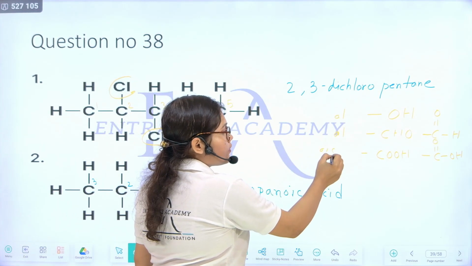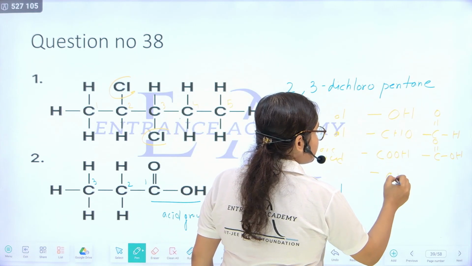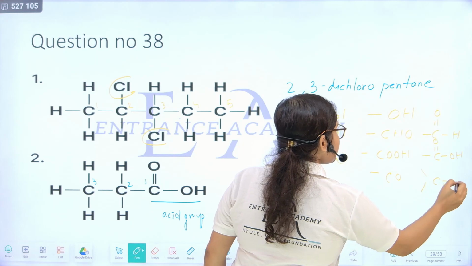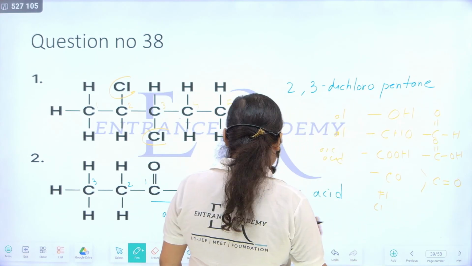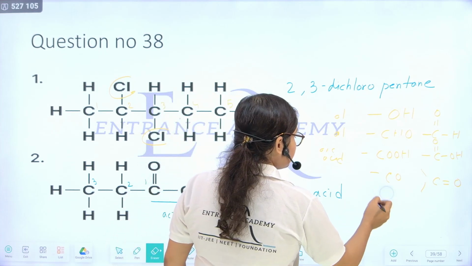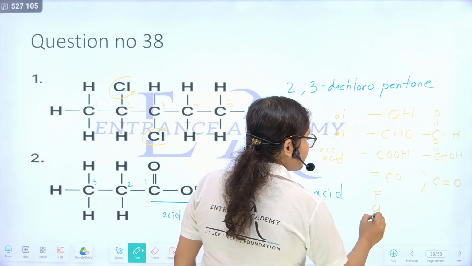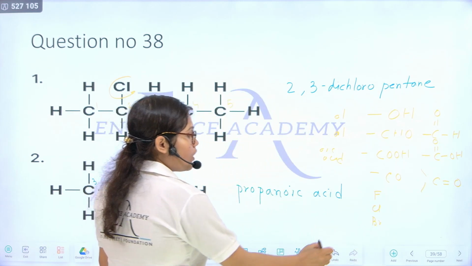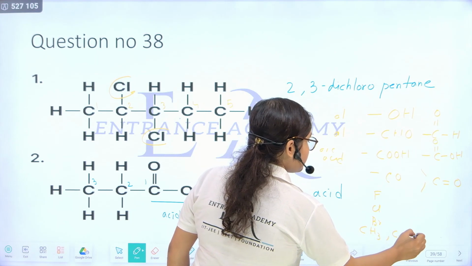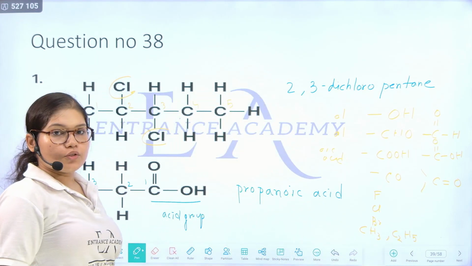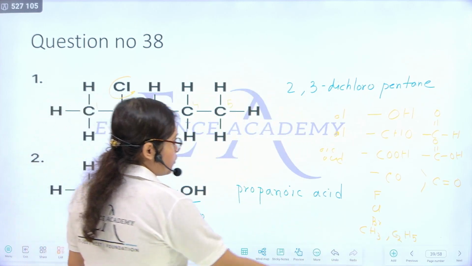Oic acid, and ketone, CO, so ketone is this. Then the halogens: fluorine, chlorine, bromine. And methyl group, ethyl group. Please mention the groups first: methyl group, ethyl group, or any other fluoro, chloro, like this. Next question.